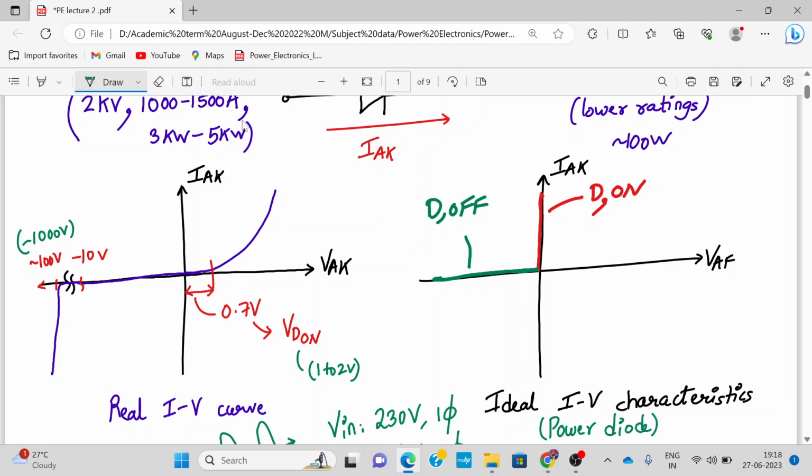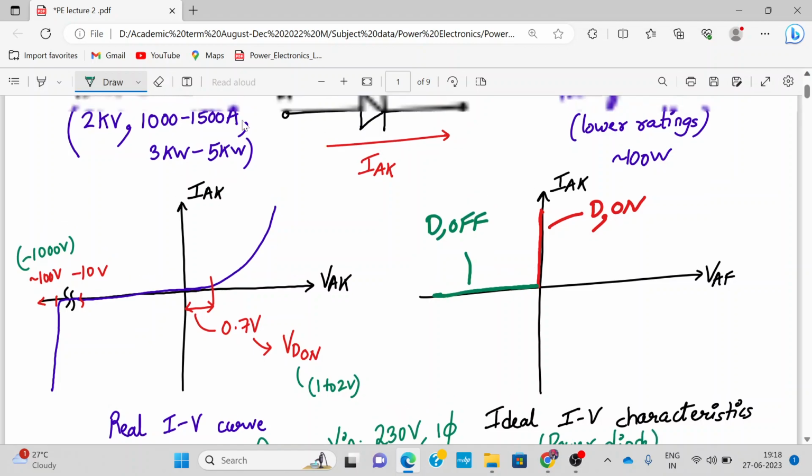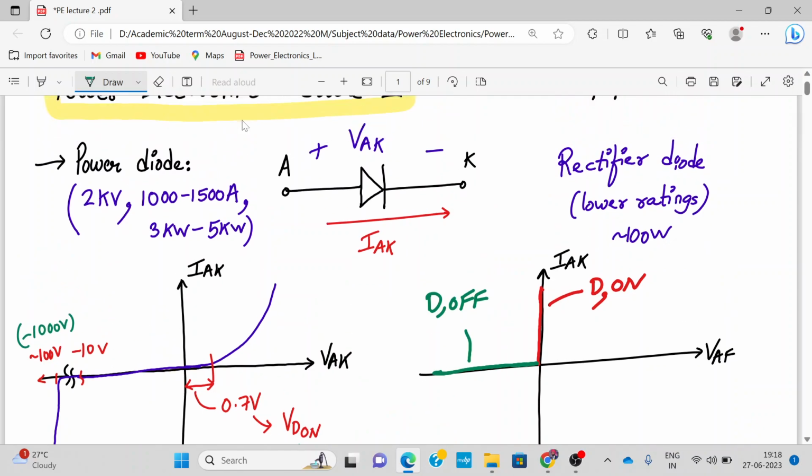Alright. So what happens when the diode is on? When the diode is on, it will behave as a short circuit, and when the diode is off, it will behave as an open circuit. And when it is behaving as a short circuit, that means your VD on is assumed to be 0. Alright. So that's what the ideal diode will do.